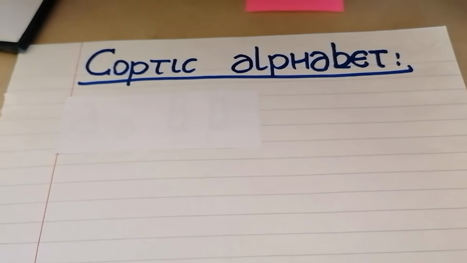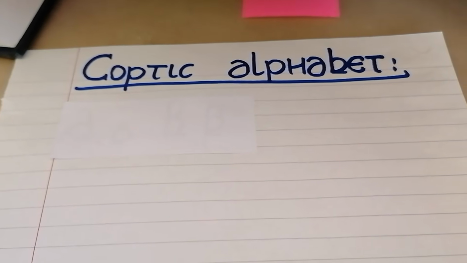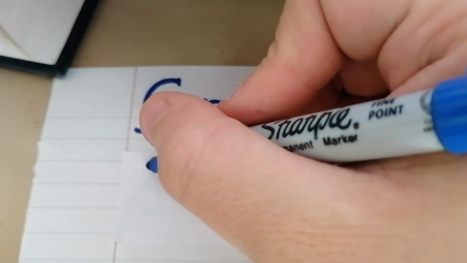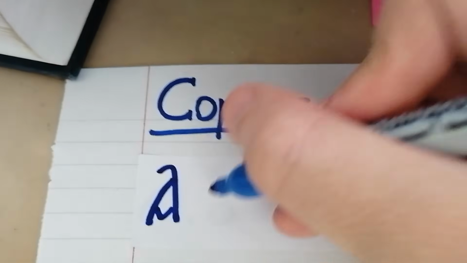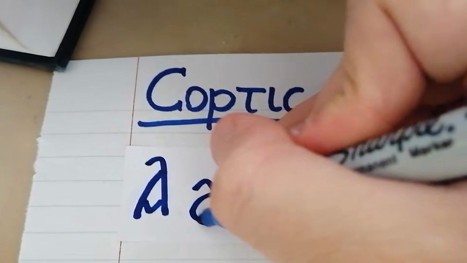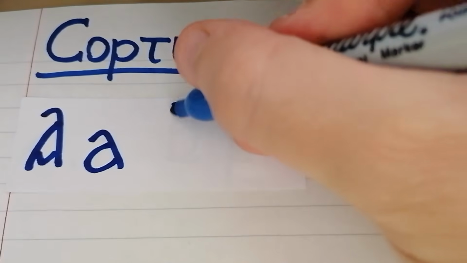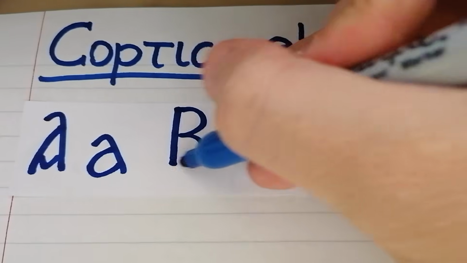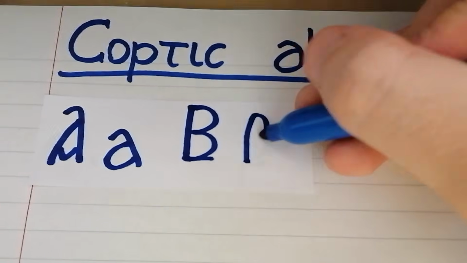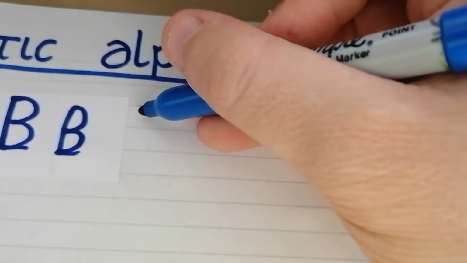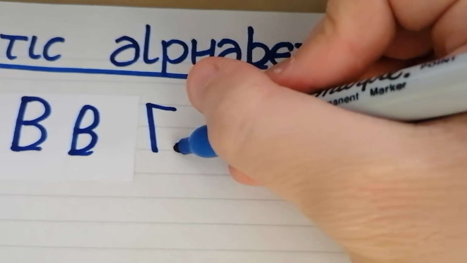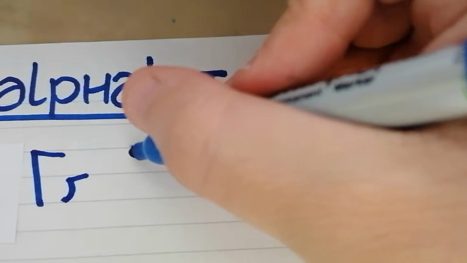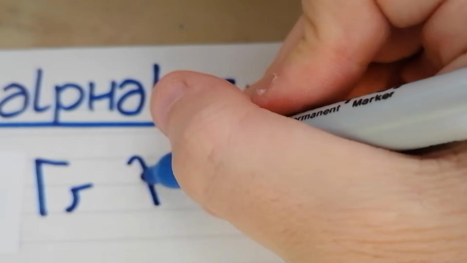Today's video is a remake of my older video on the Coptic alphabet. The first letter here is alpha, and it is written so. The next letter is vita, and it is written so. And then there is gamma, and then there is delta.